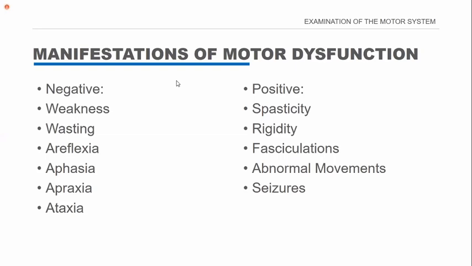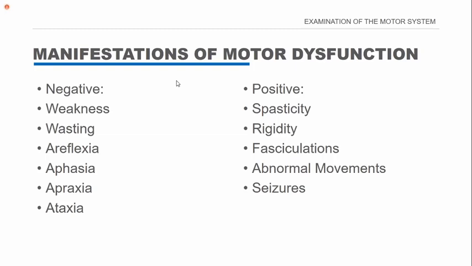They are added symptoms or added signs which you can identify when you are examining a patient. Spasticity. Spasticity is increased tone. Rigidity, again, an example can be. Fasciculations are involuntary, small, rippling movements in the muscles. Then movement disorders or abnormal movements like tremors, chorea, ballismus, all that you see, and then seizures.